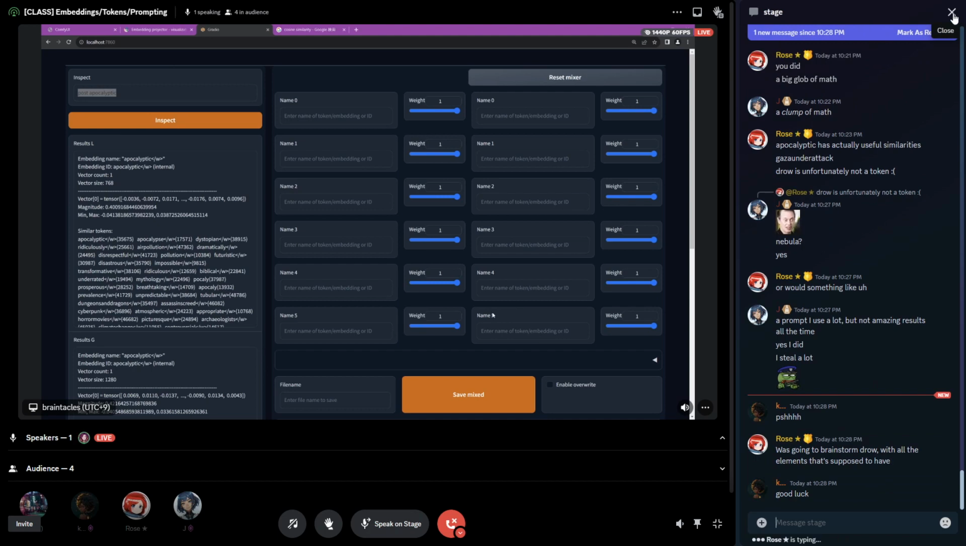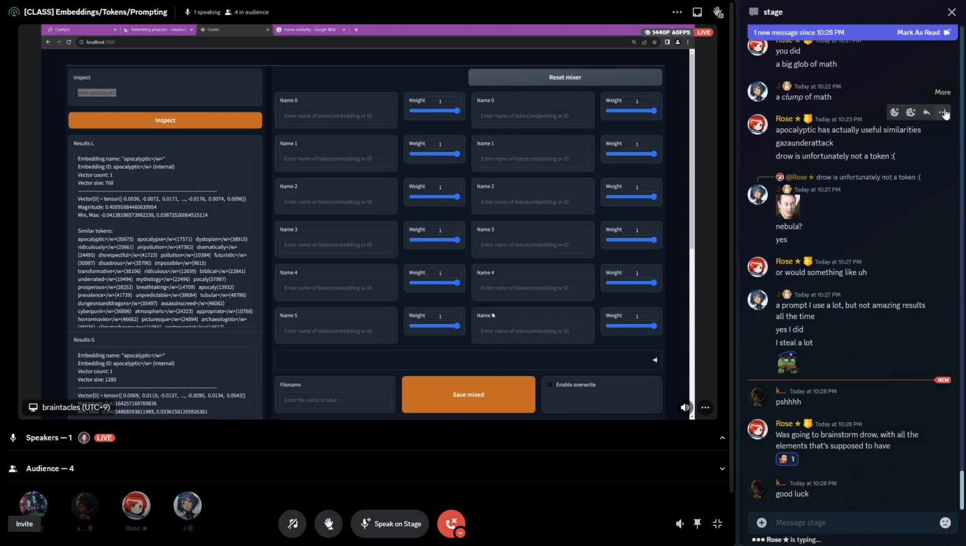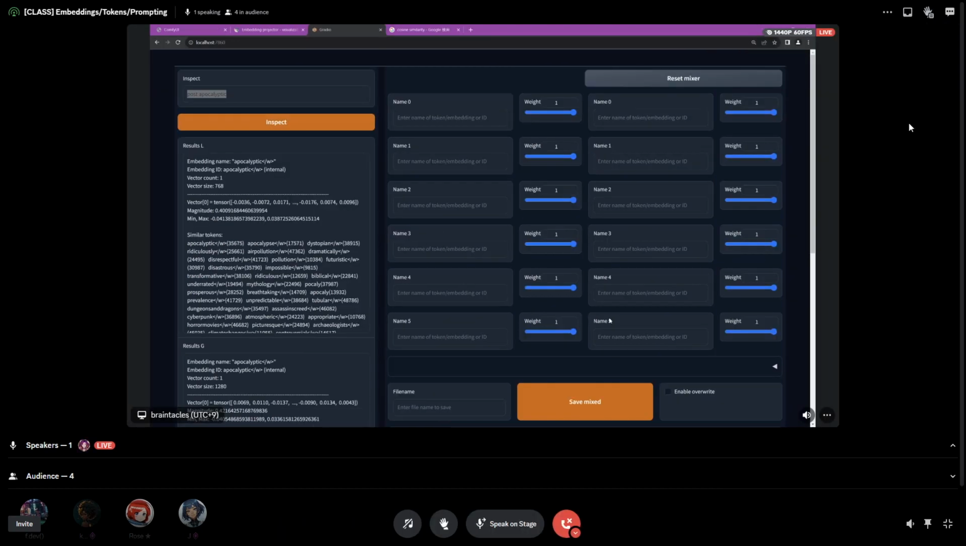I was going to brainstorm draw with all the elements that's supposed to have. Well, actually, I think that's a very good exercise for this. Nebula is like, I'm very confident we can get it done, probably, but draw is sort of an interesting concept. Yeah, exactly. So let's try that out. I wish you guys could control my screen and just type things in.